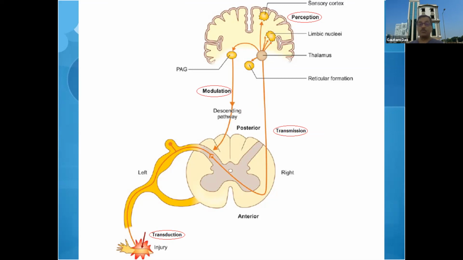How will the descending inhibitory pathway be activated? The body has to release serotonin and norepinephrine. If serotonin and norepinephrine are released in the periaqueductal gray matter, my descending inhibitory pathways will be activated and my pain will be reduced. So my pain will be reduced 1 day, 2 days, 1 week, 2 weeks, day after day, month after month. What will happen?